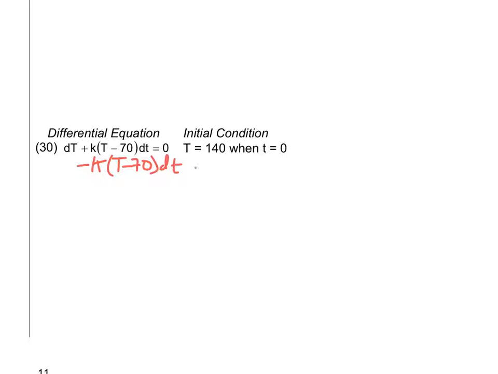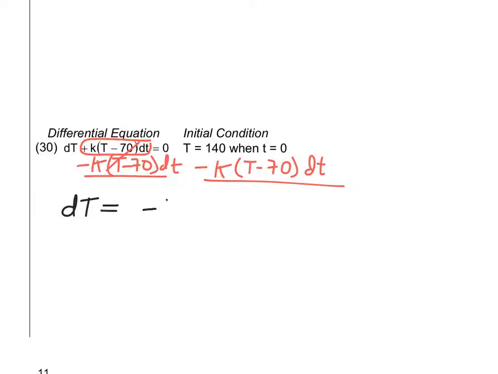So it's just going to look terrible, but this whole thing. So this is me subtracting it from both sides, so it doesn't look so good, but that's what it is. So dt would be equal to negative k times t minus 70 dt. All right, cancels on the left-hand side. On the right-hand side, it exists now.